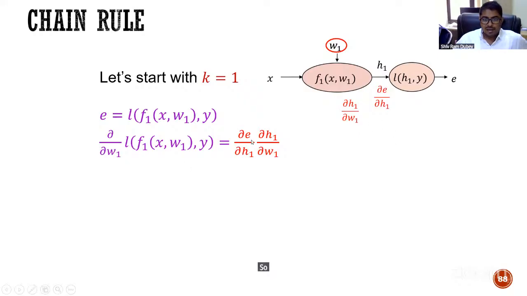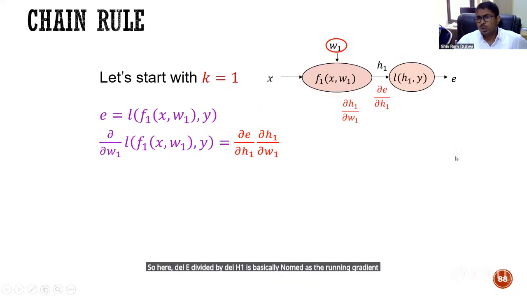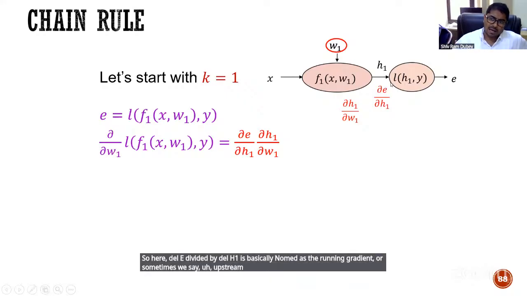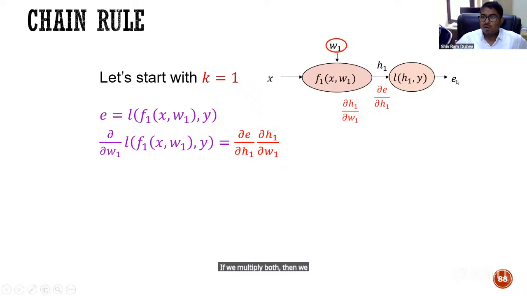Here del E divided by del H1 is basically termed as the running gradient, or sometimes we say upstream gradient. This is the gradient which is being passed from one layer to another layer. What is del H1 divided by del W1? That is basically the gradient of that particular layer itself. That is called the local gradient. However, del E divided by del H1 is the upstream gradient, which is coming from the next layer. If we multiply both, then we get the gradient of the final error function with respect to W1.